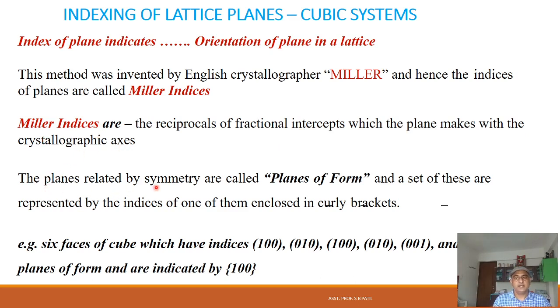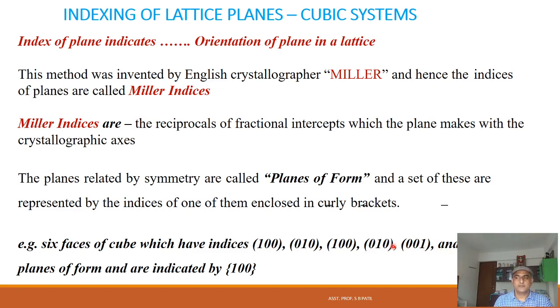Planes related by symmetry are called planes of a form, and a set of these is represented by the indices of one of them enclosed in curly brackets. Similarly, one plane is represented in round brackets, for example (1 0 0) without any comma, which cuts the x-axis. Similarly, (0 1 0), (0 0 1), and so on.